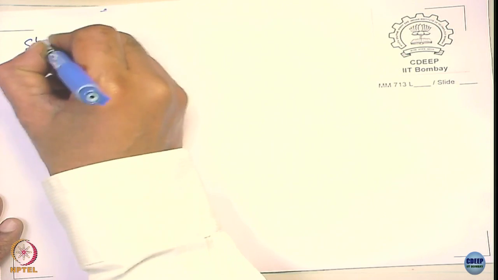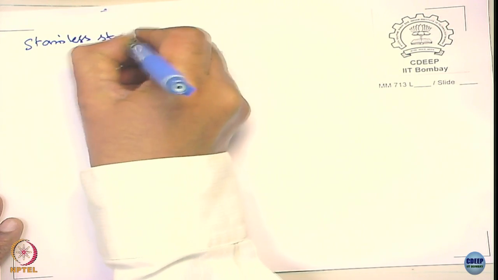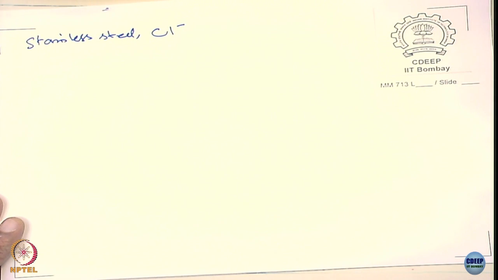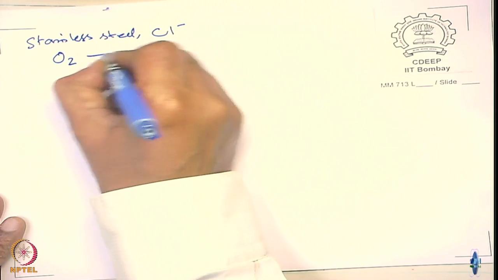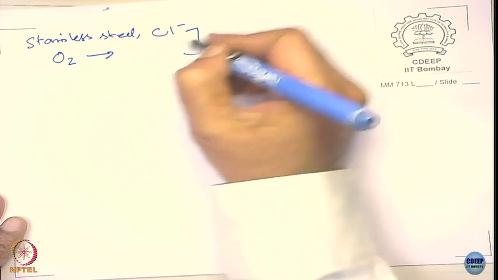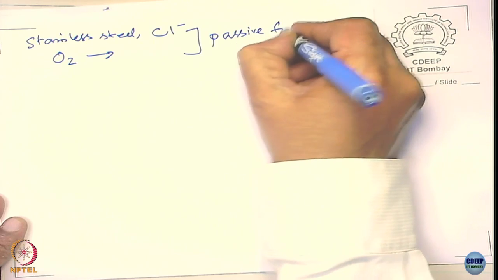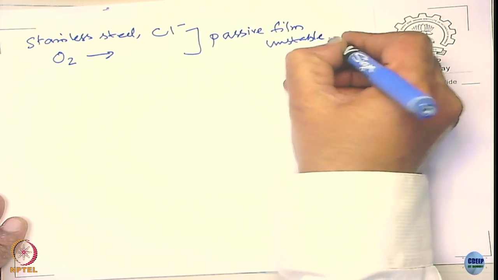So, you take a stainless steel. What does chloride do? The chloride disrupts. What does oxygen do? Oxygen will take the potential towards higher noble potentials, right? You have chloride, you have oxygen, both of them they make the passive film unstable.